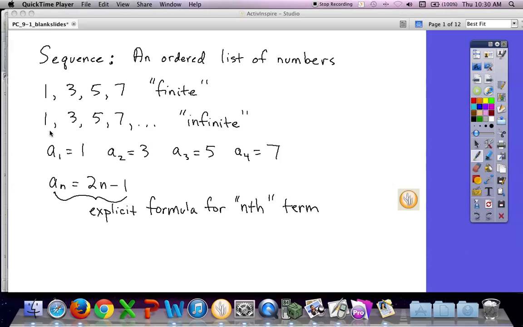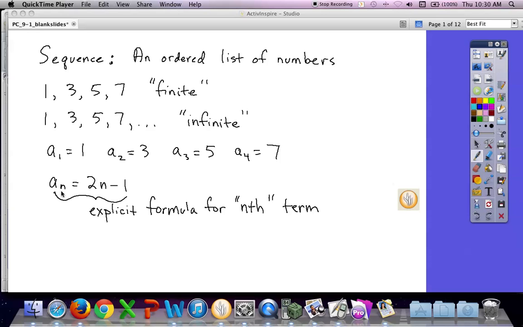Okay. We refer to each term in the sequence with a lowercase a with a subscript. So a sub 1 means the first term in the sequence and the value is 1. a sub 2 is the second term in the sequence and the value is 3. Right? So a sub 3 is 5, a sub 4 is 7.